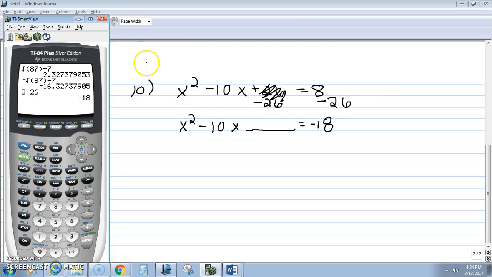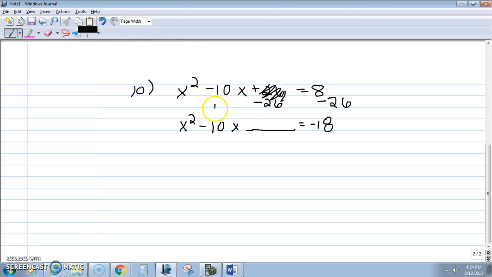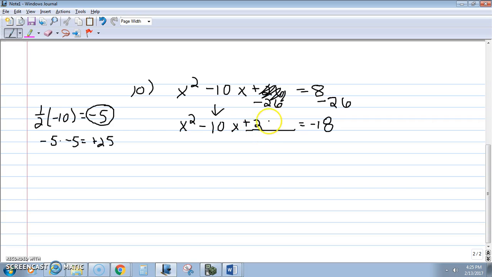Okay, now, step 3. Take half of b, which is right here. Half of -10 is -5. And remember this number, you need to save that. But we take half of it and then we square it. So -5 times -5 is positive 25. Then we add that to one side. And what we do to one side, we have to do to the other. Okay?